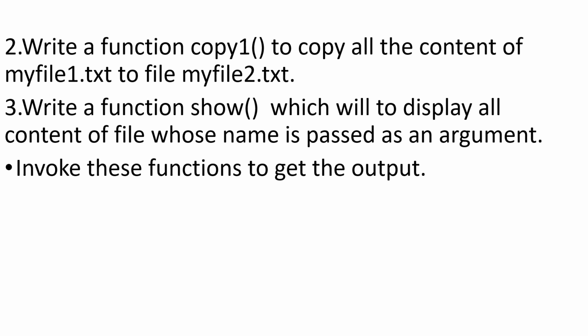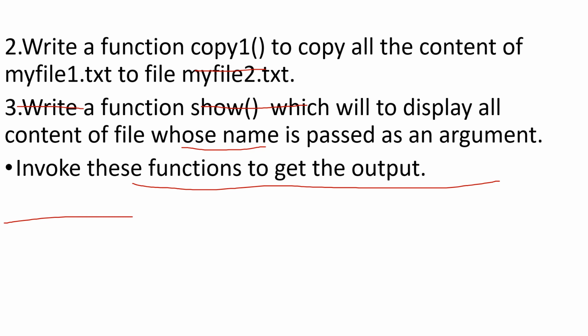Now after creating a file, we will write a function copy1 which will copy all the content of the file myfile1.txt to myfile2.txt. Now the third part is the show function which will help us to see the content of the file. Here we are using the file name as an argument. Whichever file name we pass as an argument, only that file content will be displayed. And after that we will invoke all these functions to get the desired outputs.